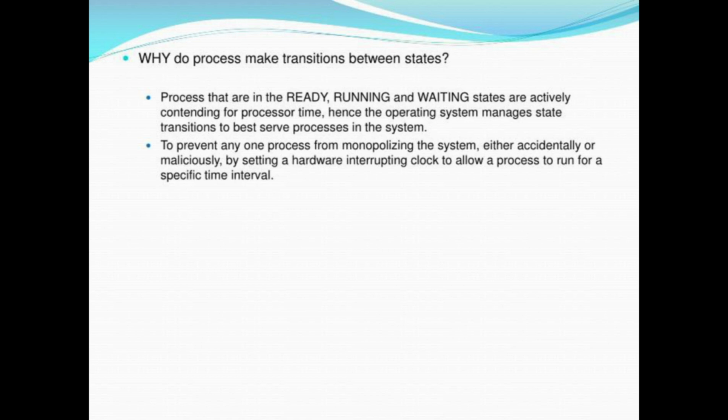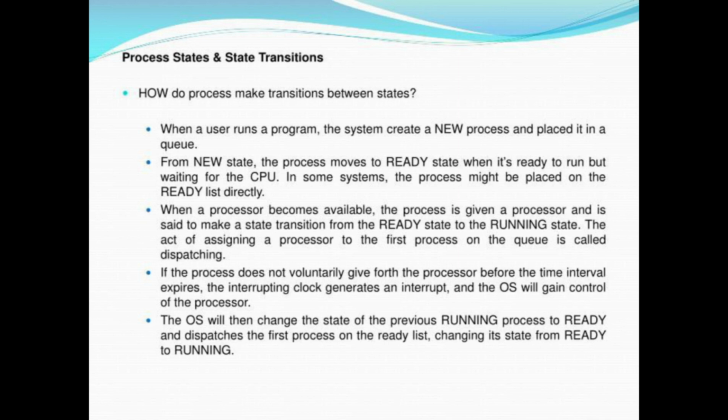Why do processes make transitions between states? Processes that are in the ready, running and waiting states are active, containing process time. Hence the operating system manages state. To prevent any process from monopolizing the system, either hardware or an interrupting clock allows a process to run for a specific time interval. Process state and transitions: how do processes make transitions between the states?